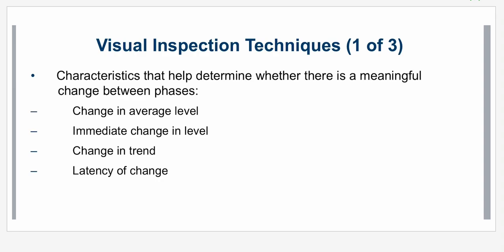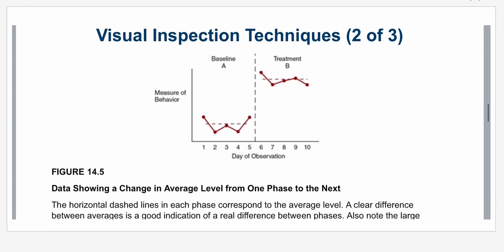So there are 4 characteristics that have been determined that help us figure out whether there's a meaningful change between phases or not, whether it is, quote, significant or meaningful. And so one of the first things is a change in the average level. An example of this is right here in figure 14.5. So you can see the horizontal red dotted lines. Those are the average of all 5 days of observation.